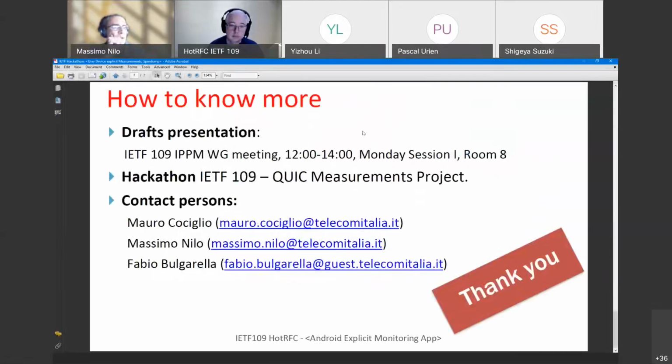Next Monday, we have the IETF working group meeting, and we will present our two drafts. We also participated in the hackathon with this development. Here you can find our contact details.